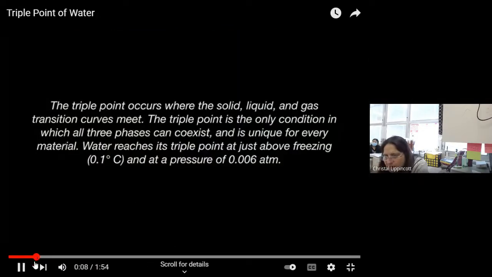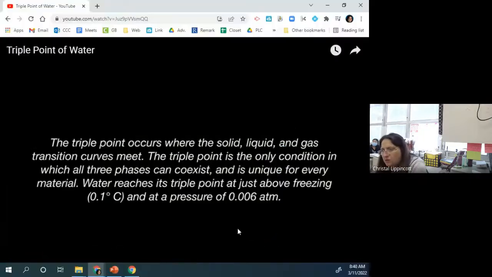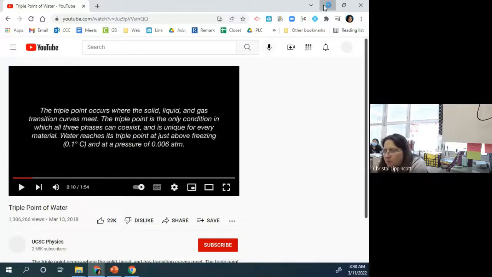Like I said, they're going to get the pressure here down to 0.006 atmospheres and 0.01 degrees Celsius. So it's right at the normal freezing point, but then they've got to change the pressure to get to that. So you can do that with different substances.